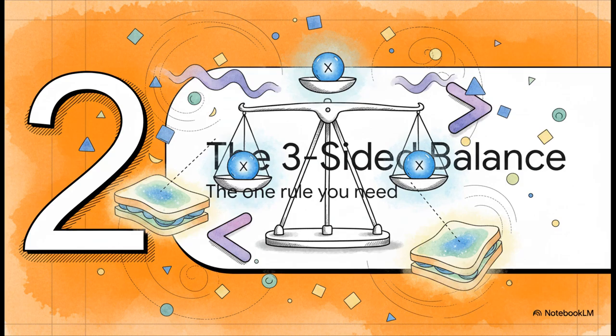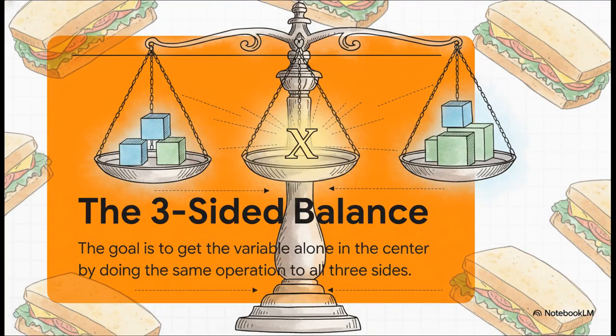Well, let's jump to section 2. This is what I call the three-sided balance rule. And I'm telling you, this is the one and only rule you need to nail these problems. Okay, so here's the big idea. Our main goal is to get x all by itself right there in the middle of the sandwich. The way we do that is by keeping everything perfectly in balance.